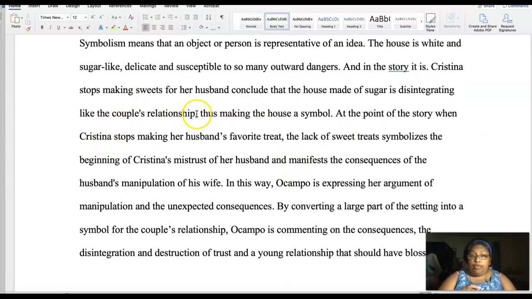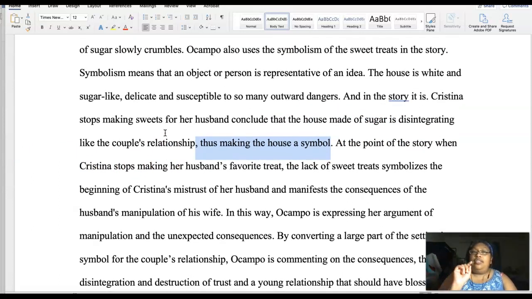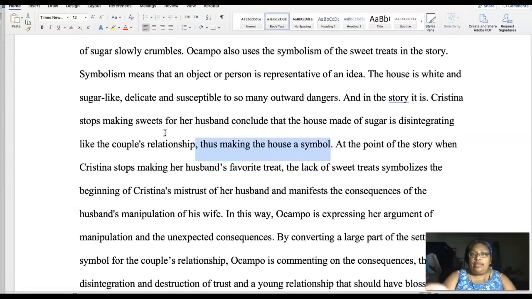the couple's relationship is a symbol. Yeah, the house made of sugar is a symbol for the couple's relationship. You see how she argued that? That's important. So don't just say something is a symbol. Tell me why it's a symbol, how it's representative of the symbol.